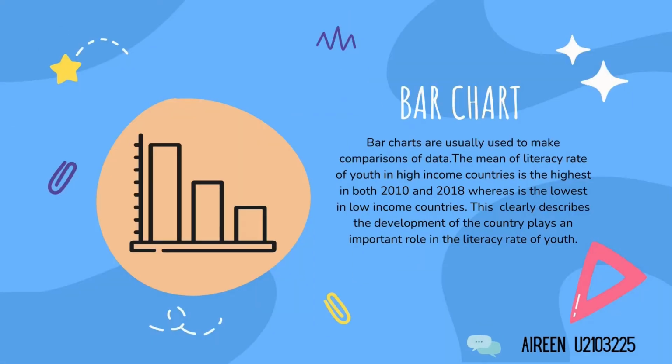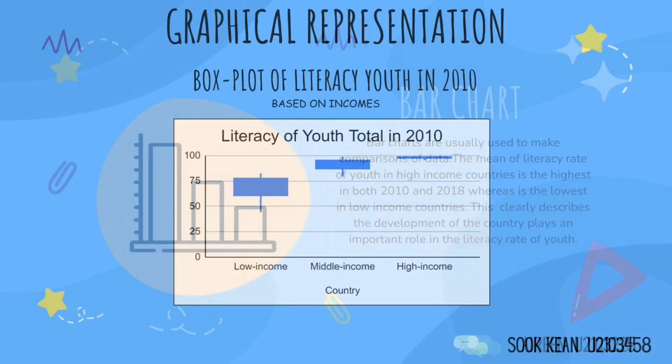To sum up, bar charts are usually used to make comparisons of data. The mean of literacy rate of youth in high-income countries is the highest in both 2010 and 2018, whereas it's the lowest in low-income countries. This clearly describes that the development of the country plays an important role in the literacy rate of youth.